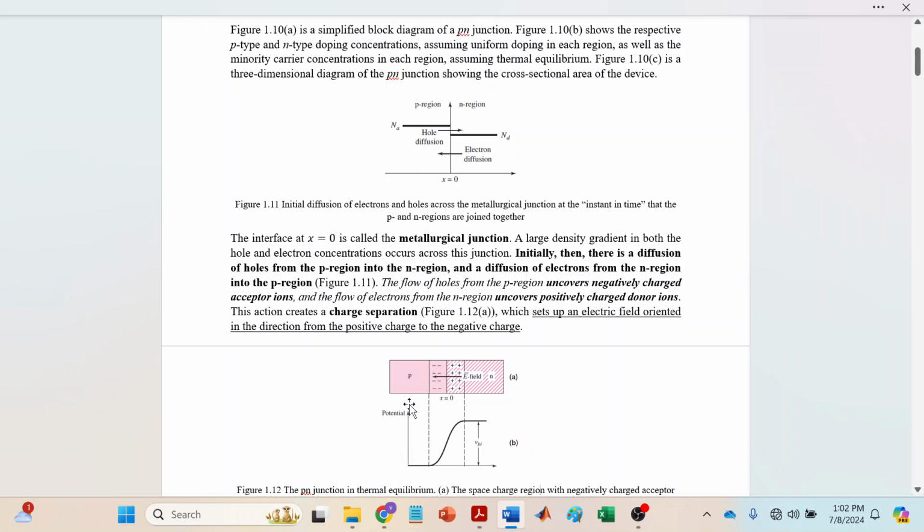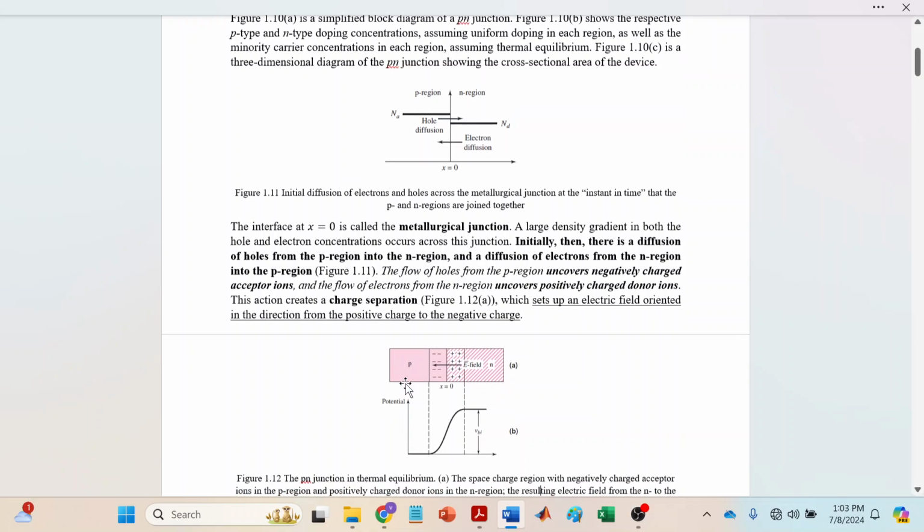So the flow of holes from the p to the n region uncovers negatively charged acceptor ions. Remember that the semiconductor material has a net charge of 0. So when the holes flow to the n region, it uncovers negatively charged ions. Conversely, when the electrons flow from the n to the p region, it uncovers positively charged donor ions. This action creates a charge separation, and this charge separation sets up an electric field, and the direction of the electric field is from the positively charged ions to the negatively charged ions. So it's from the n-type to the p section.